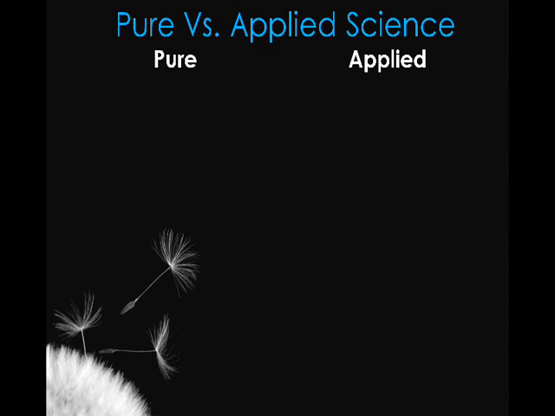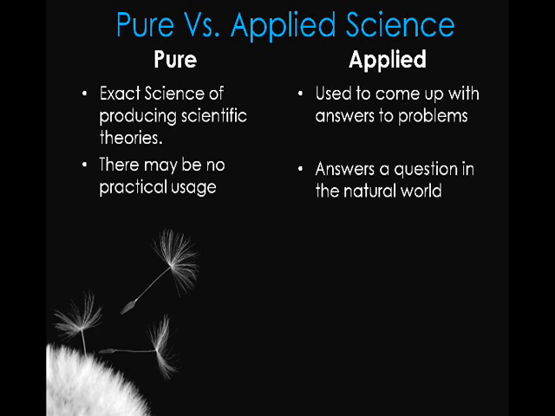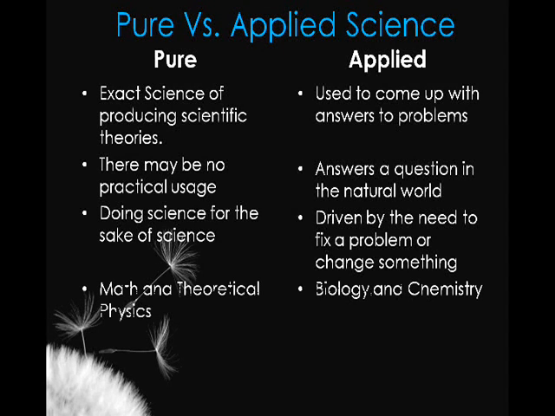Next is pure versus applied science, and these are just two types of sciences that you may see reoccurring throughout the semester. Pure science is the exact science of producing scientific theories, whereas applied science is used to come up with answers to problems. With pure science, there may be no practical usage for it, but with applied science, we answer a question in the natural world or solve a problem that people are trying to fix. With pure science, it's doing science for the sake of science, just so that we can learn more about the world, whereas applied science is driven by the need to fix a problem or change something.